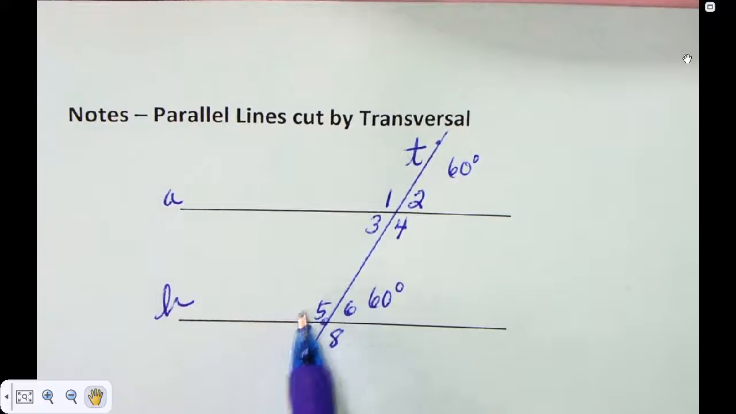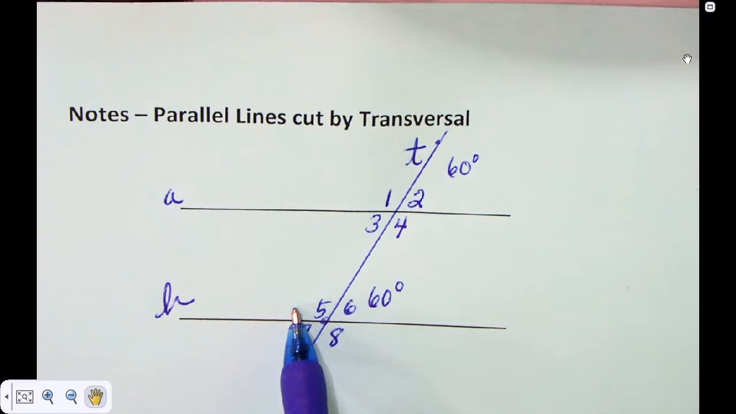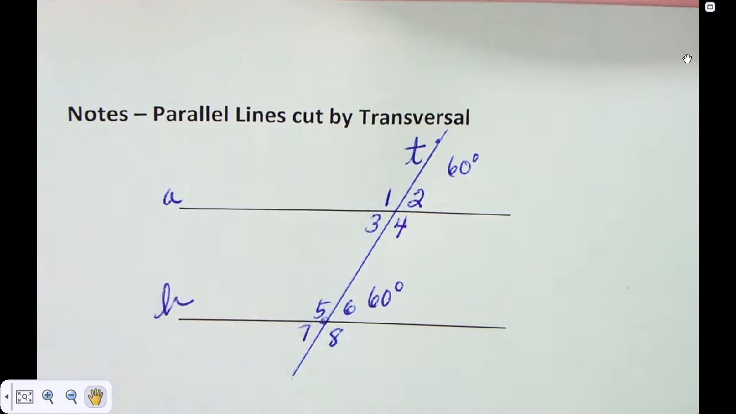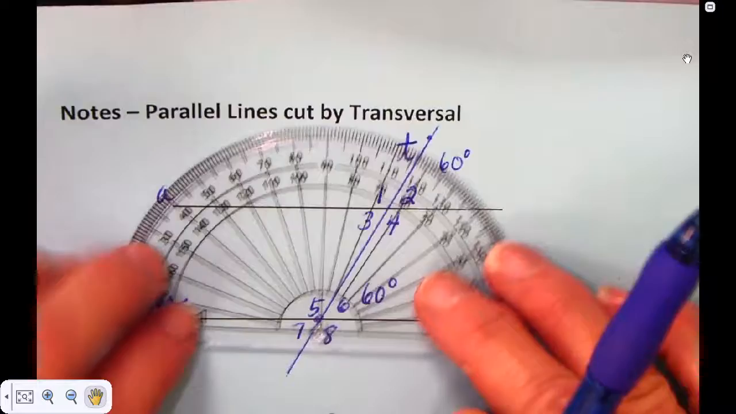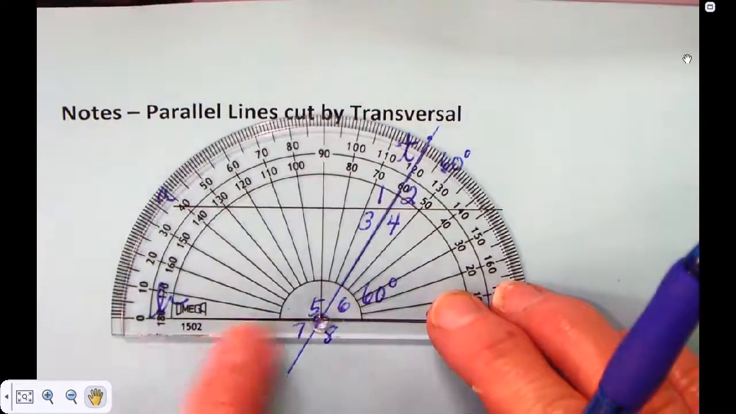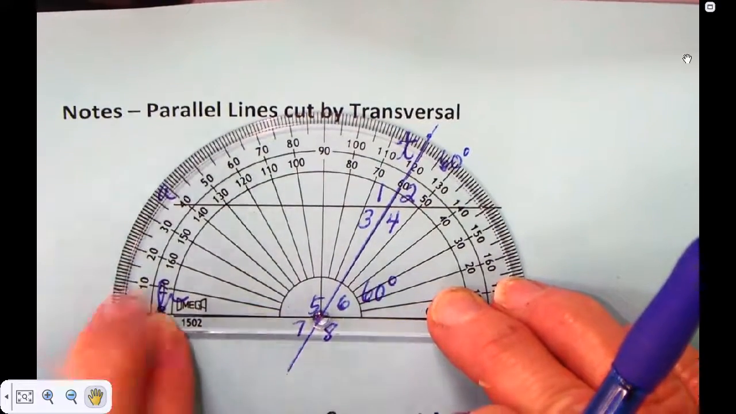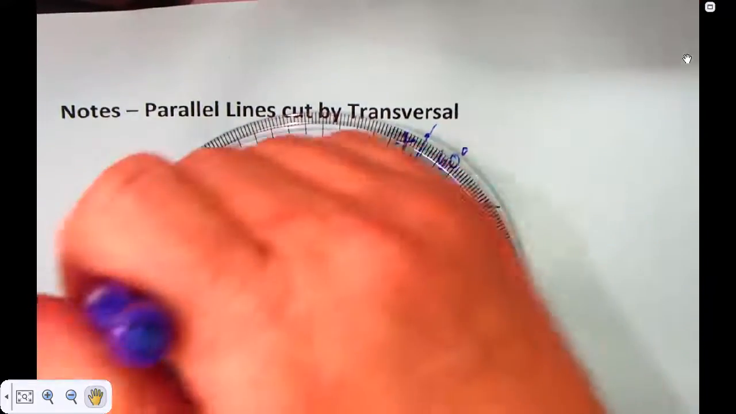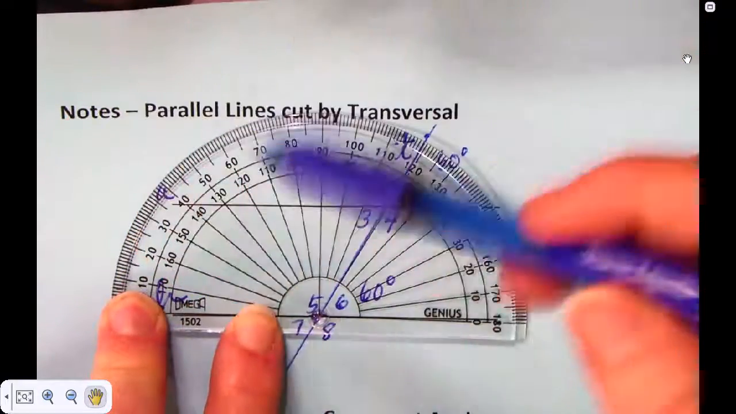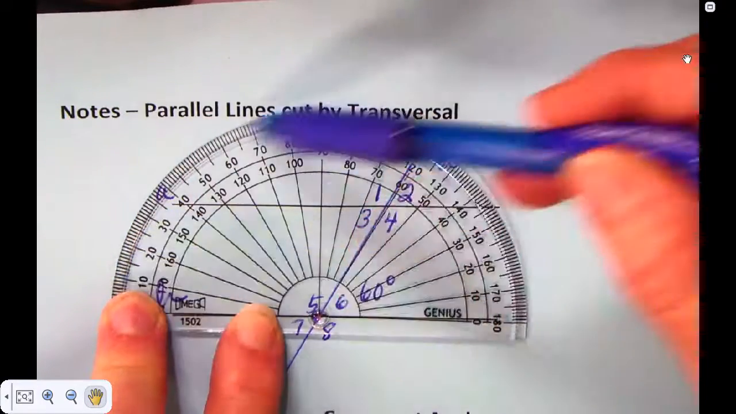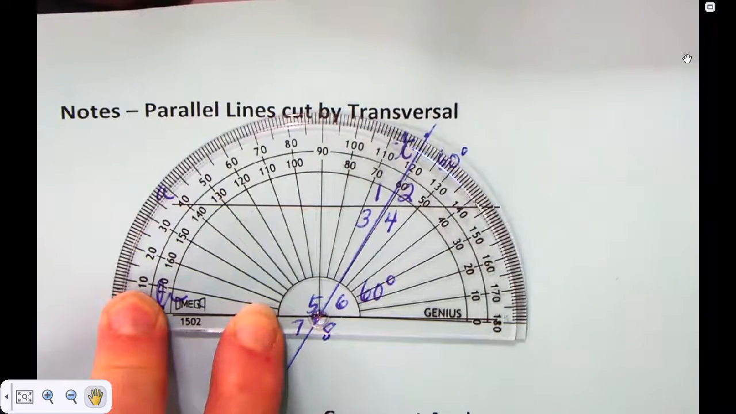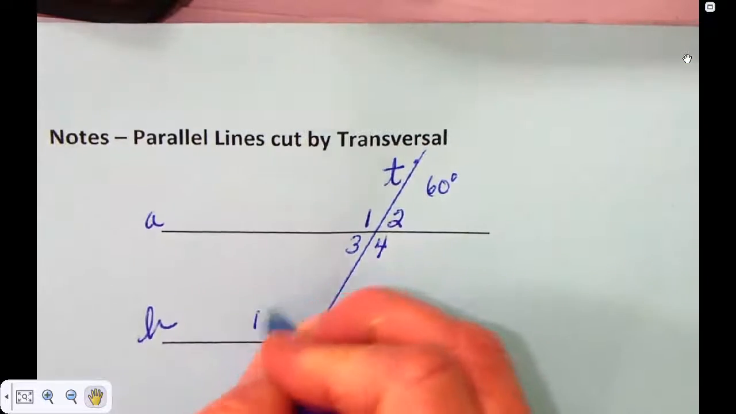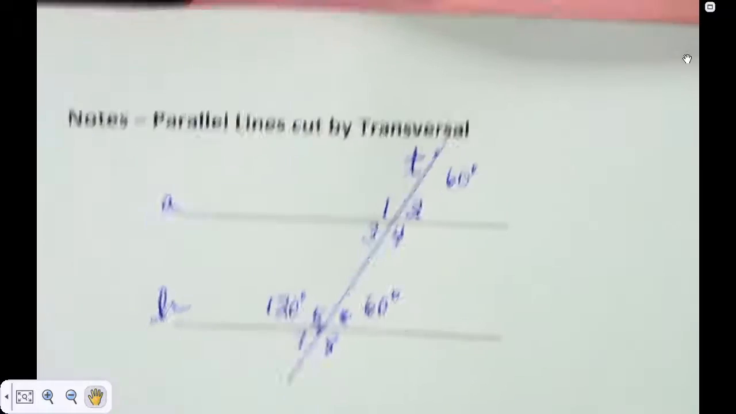What angle measure is 5? What is angle 5? Let's go measure. This time we're going to go from the left. We're going to read from the left, so what numbers are we going to use? The top numbers. So 0 all the way over, it's 120. How did I know it was 120 before I ever measured it?